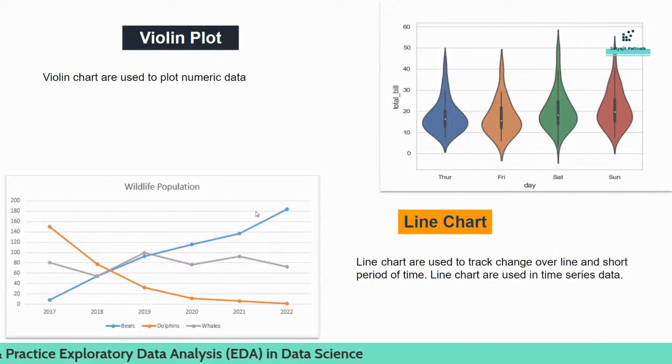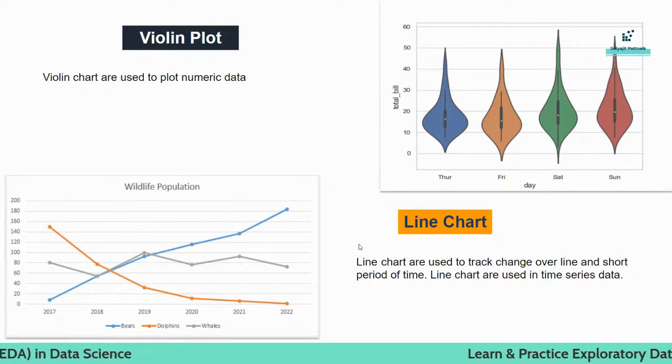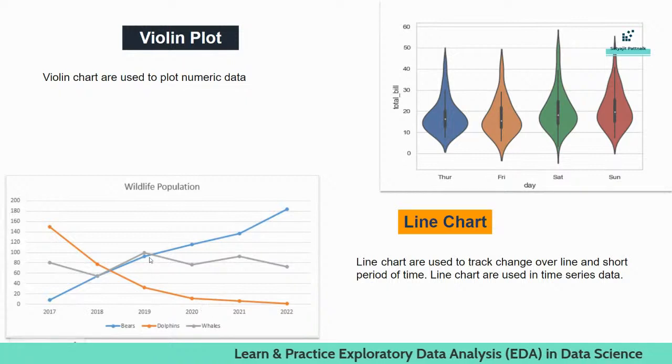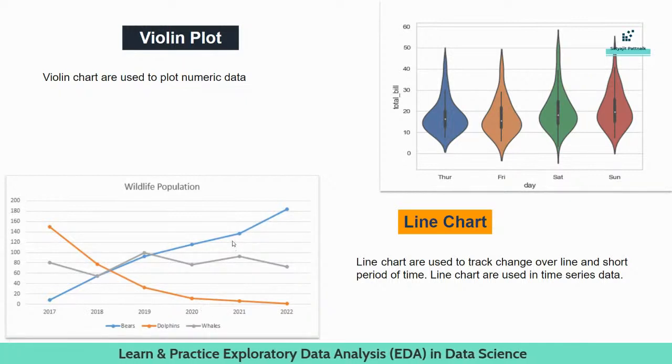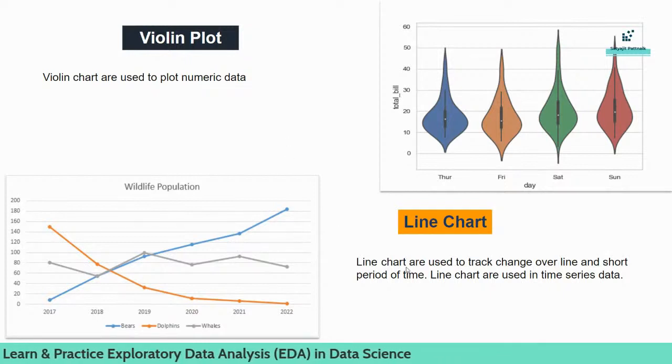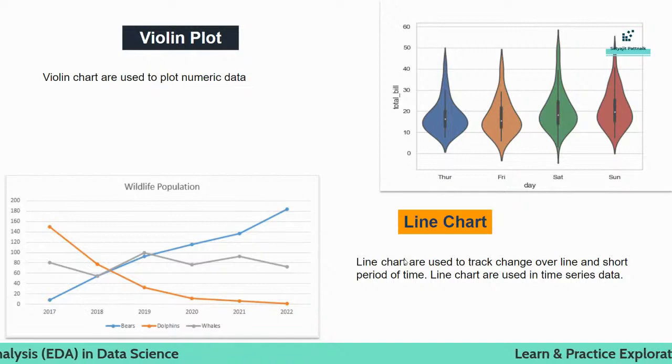And line charts. A line chart is used to track change over short and long periods of time. So you can use an area chart or you can choose line charts as well if you want to see the trend. Line charts are mostly used in time series data so that we can understand the trend, if it is increasing or decreasing or something like that.